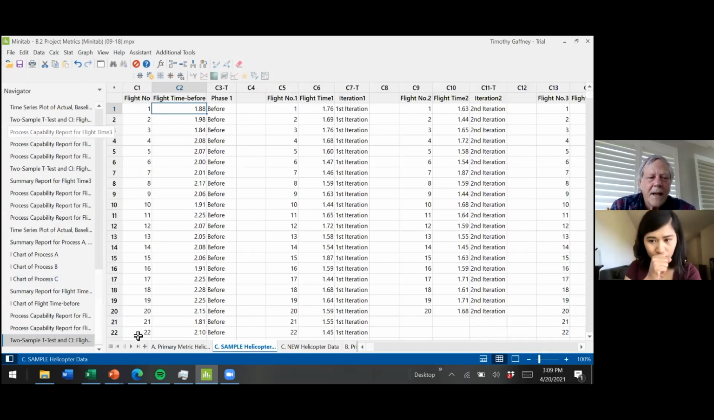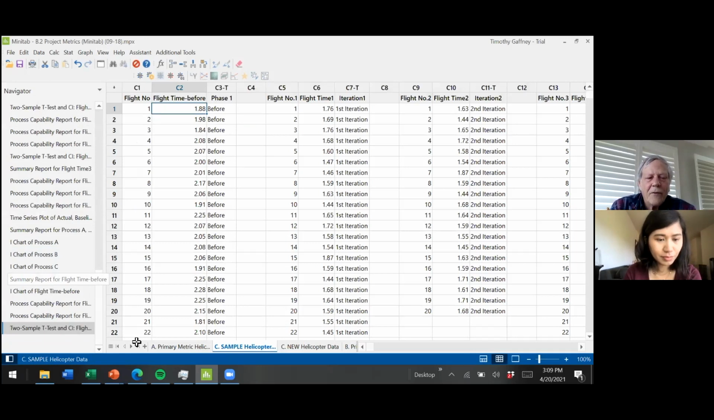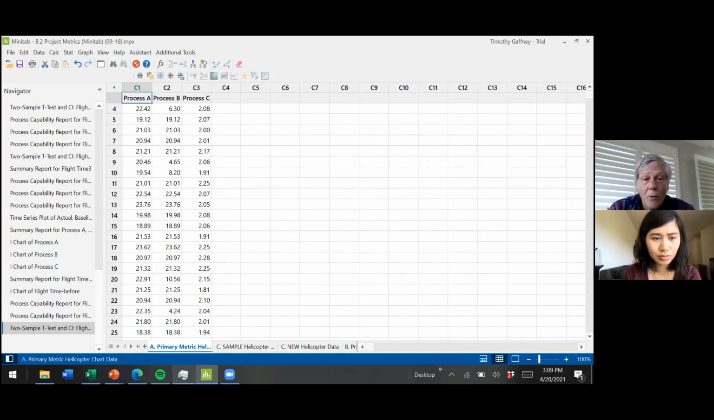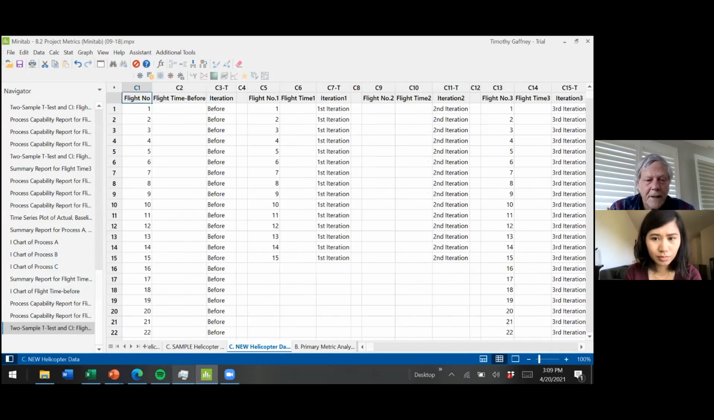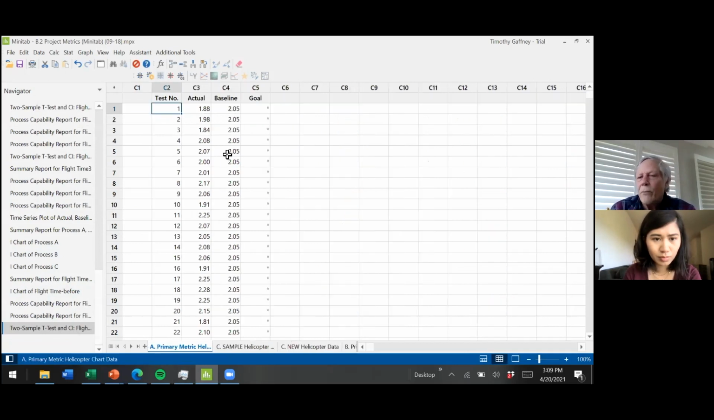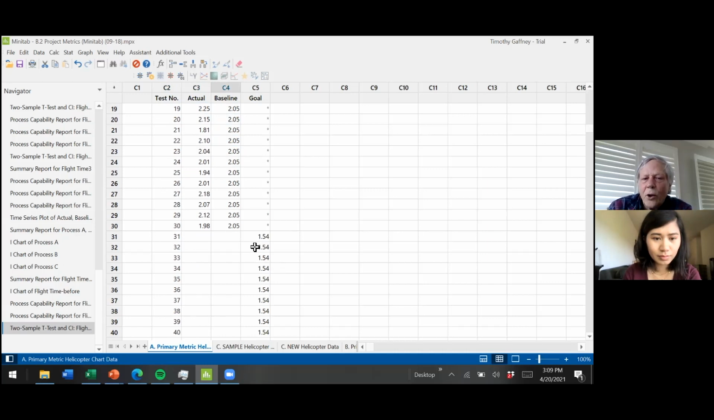Okay. Now for the file itself, it's got tabs in here. Okay. And you can jump around with control page down or control page up. It's pretty cool. Okay. Now we're going to start with the primary metric data. And this is the helicopter data. It's just a sample of what it would look like if you were building a primary metric chart for the paper helicopter company. It's got the test number in the one column. It's got the actual data that we've collected so far in the next. It's got the baseline that's been established for that initial actual data. And it's got the goal over here, representing a 25% reduction. Okay.